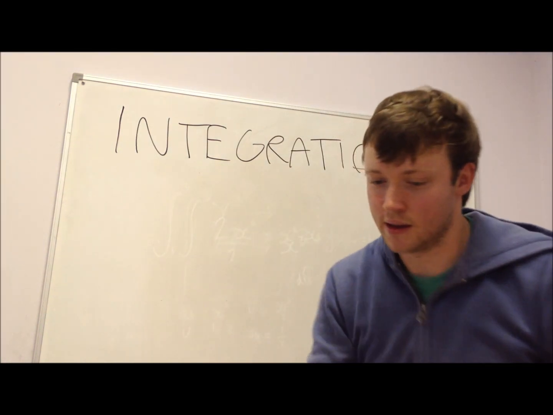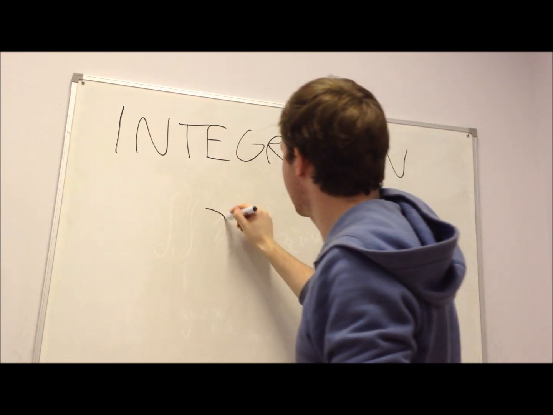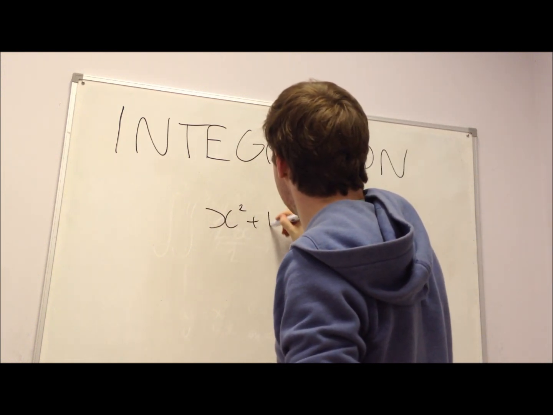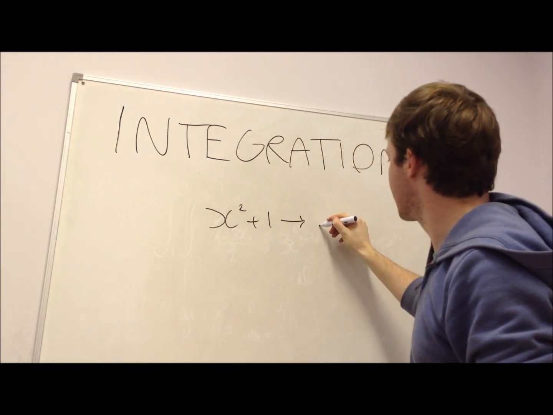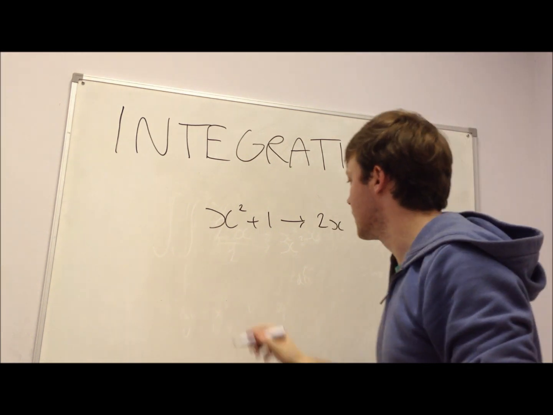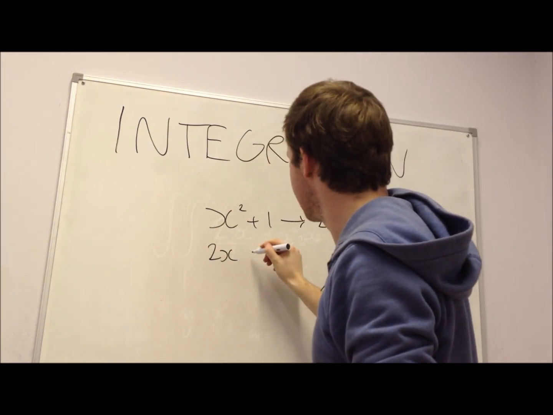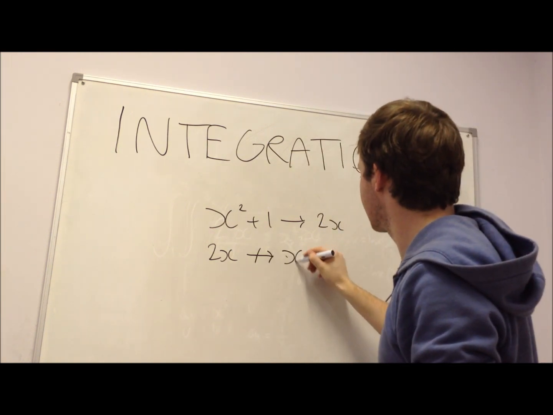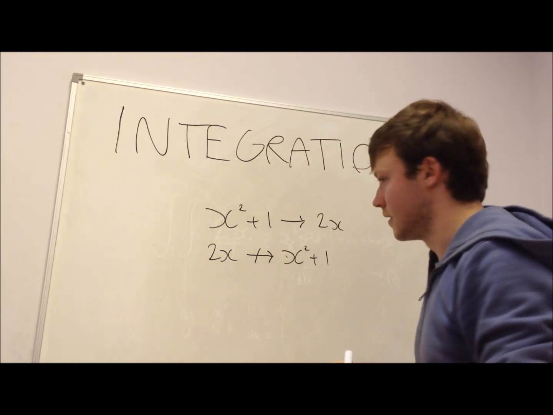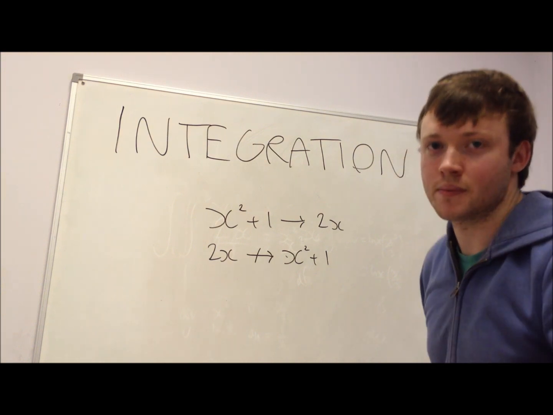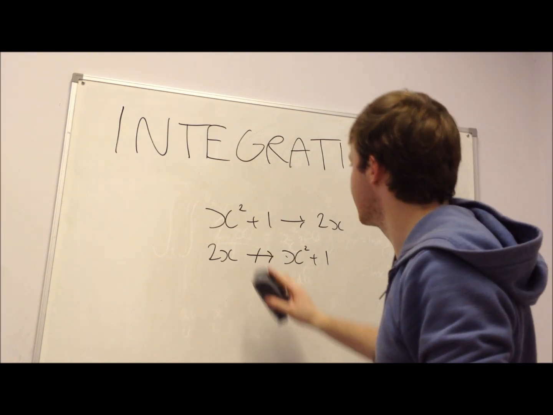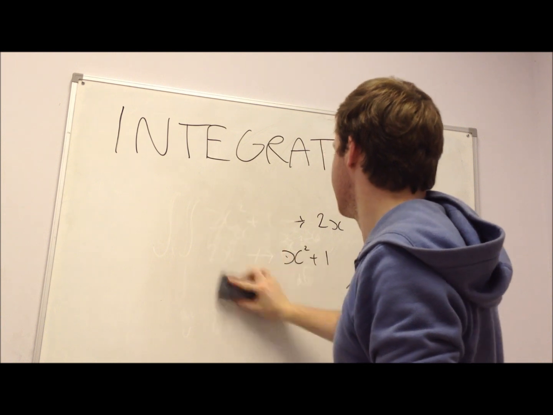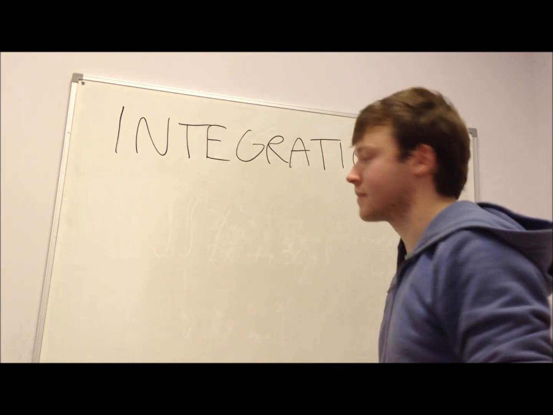However, if we differentiate x squared plus 1, this also goes to 2x. But 2x obviously doesn't integrate to x squared plus 1. So how can we explain this? Well, we need to use an arbitrary constant, which is denoted as c.